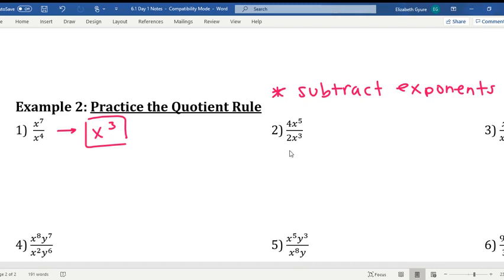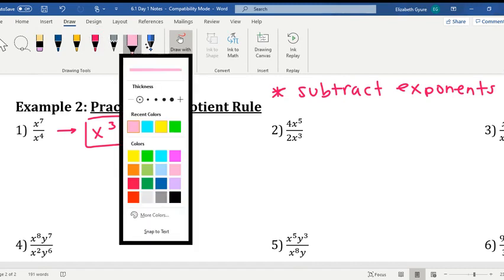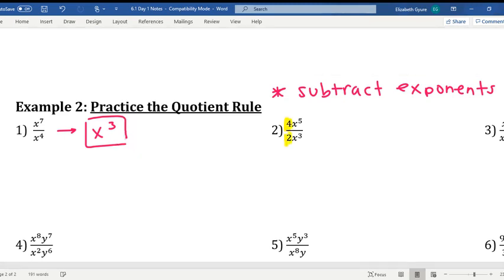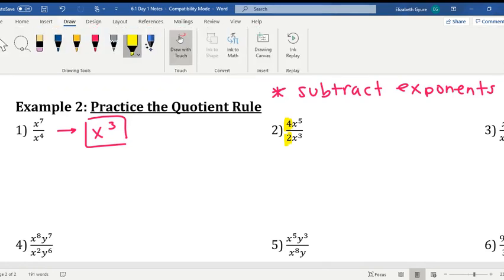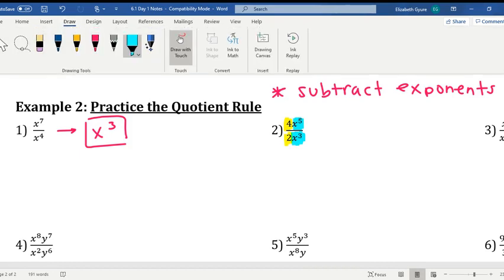Okay, so here, take a look at number 2. We have 4x to the 5th and 2x to the 3rd. So this one, it's a little different. We got our numbers in the front again, right? So same idea as before. Keep your whole numbers with your whole numbers and your x's with your x's. So numbers with numbers and x's with x's. So here we're dividing, right?